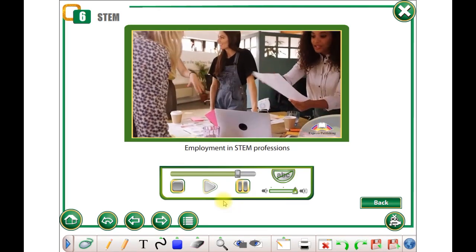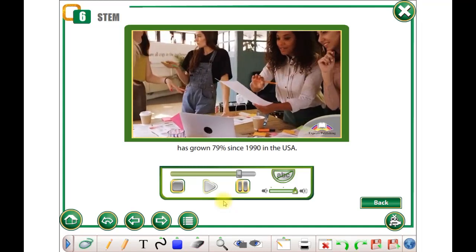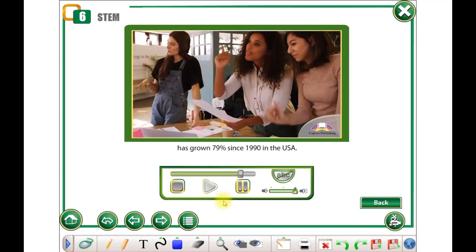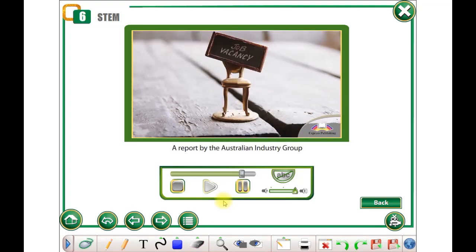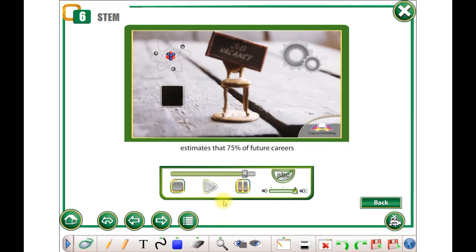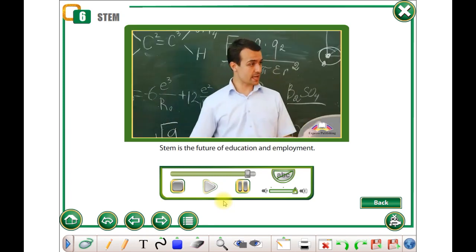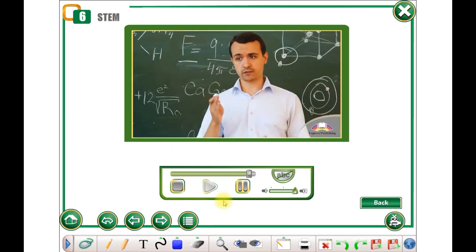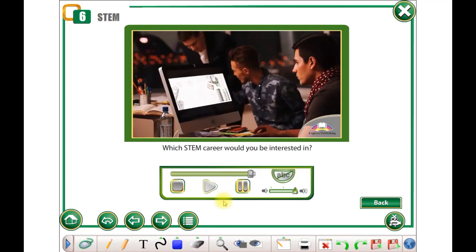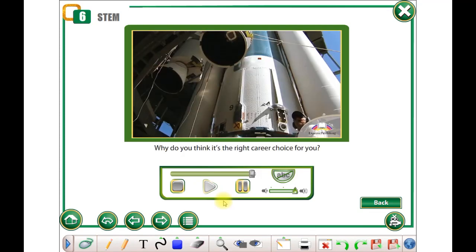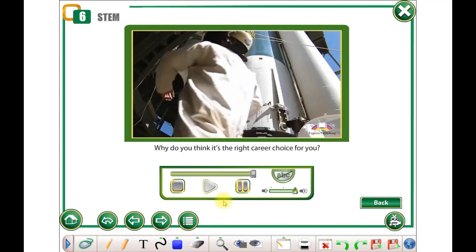Employment in STEM professions has grown 79% since 1990 in the USA. A report by the Australian Industry Group estimates that 75% of future careers are going to require STEM skills. STEM is the future of education and employment. Which STEM career would you be interested in? Why do you think it's the right career choice for you?